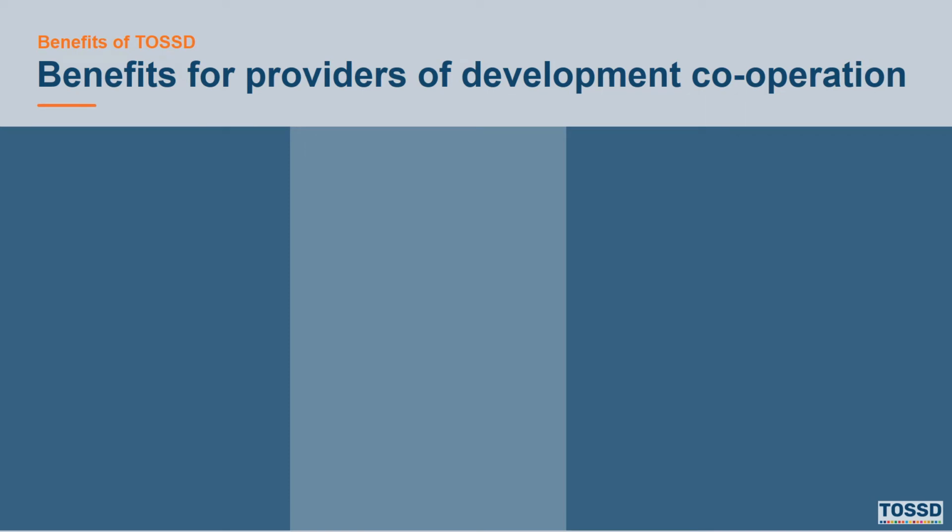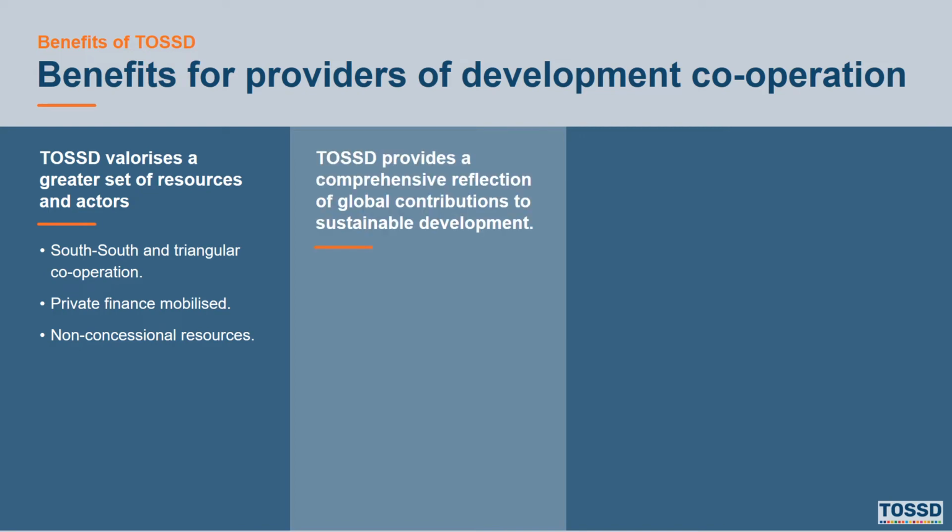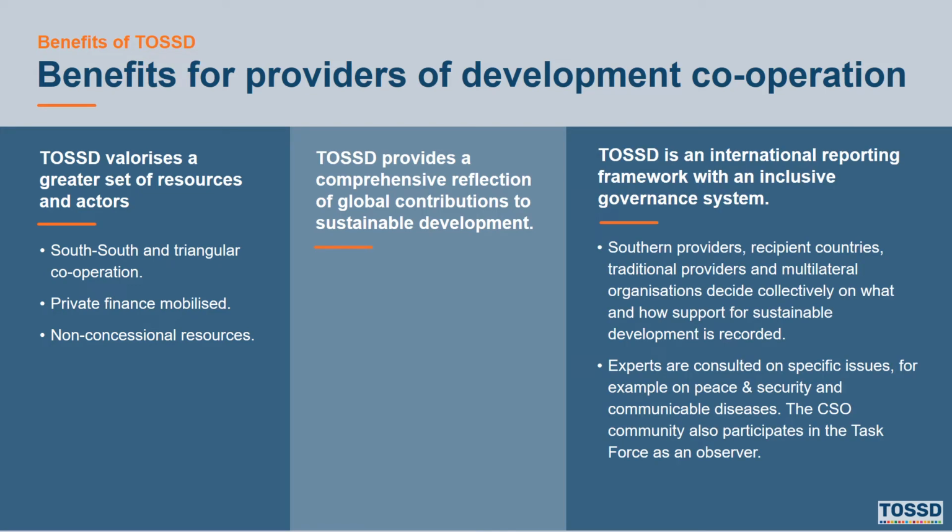TOSSD brings three main benefits to providers of development cooperation. First, TOSSD valorizes a greater set of resources and actors as it includes South-South and triangular cooperation, private finance mobilized by official interventions, and non-concessional resources. Second, TOSSD provides a comprehensive reflection of global contributions to sustainable development. Third, TOSSD is an international reporting framework with an inclusive governance system. Southern providers, recipient countries, traditional providers, and multilateral organizations decide collectively on what and how sustainable development is recorded. Experts are consulted on specific issues, for example on peace and security and communicable diseases. The CSO community also participates in the task force as an observer.